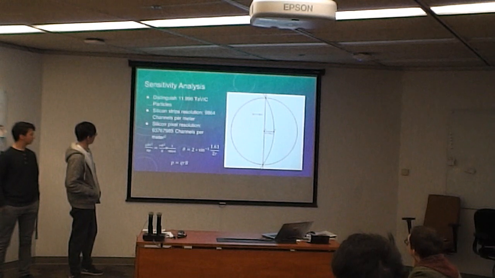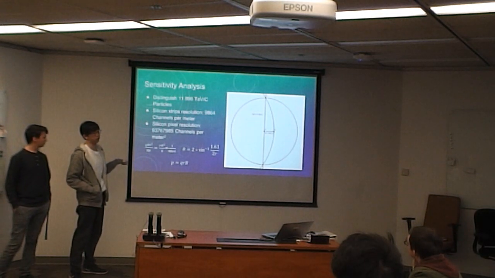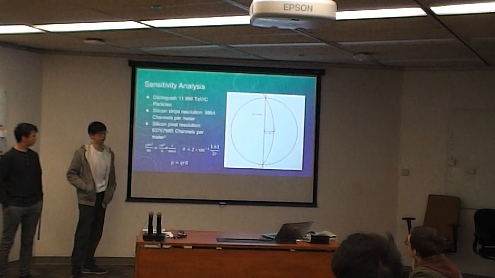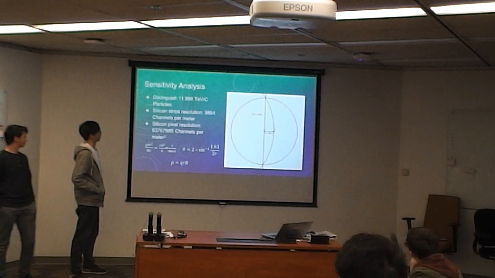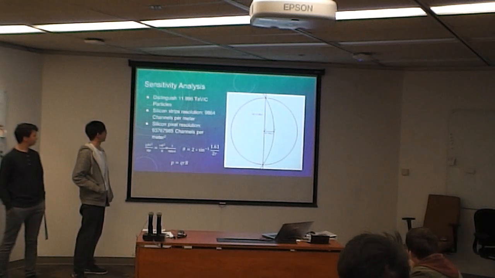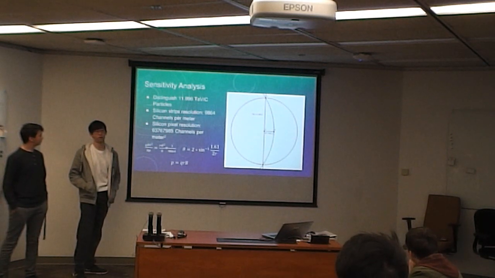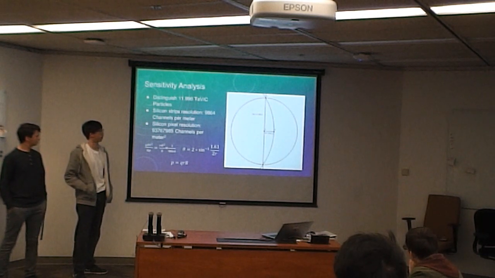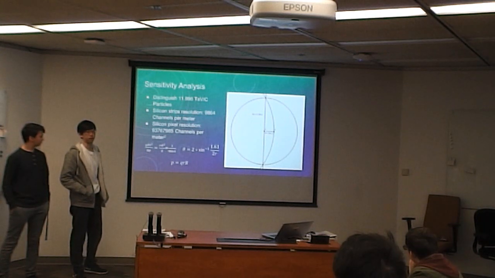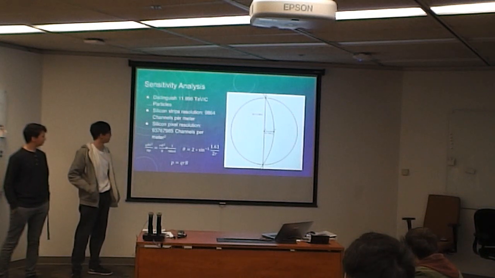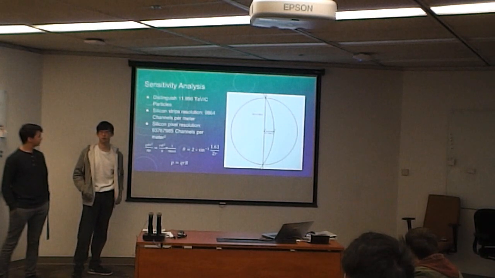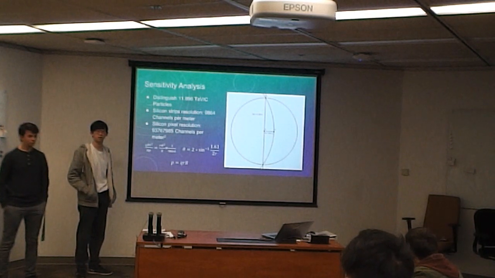So we took the momentum and plugged it into the equations at the bottom here, and we got the Sujita that was required for that. We took that Sujita and rounded up and got 9,864 channels per meter for double-sided silicon strips and 94 million-ish for our silicon pixel channels per meter squared.